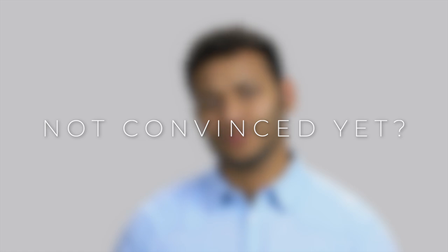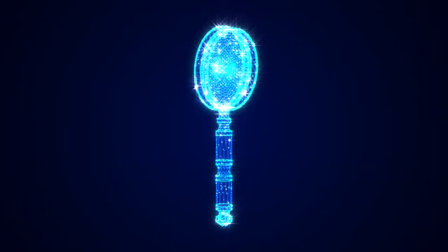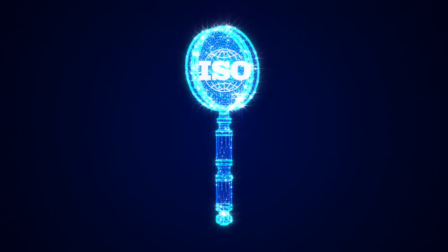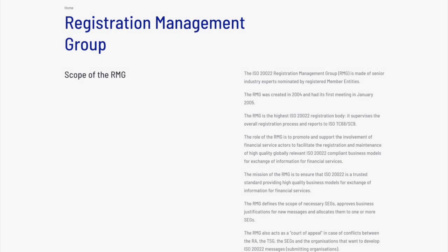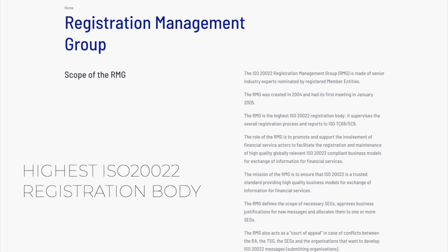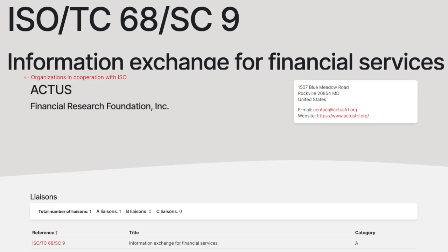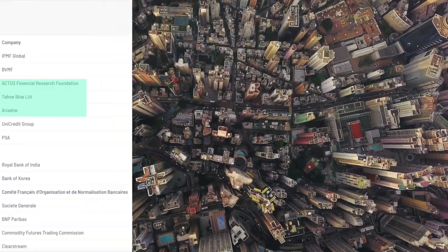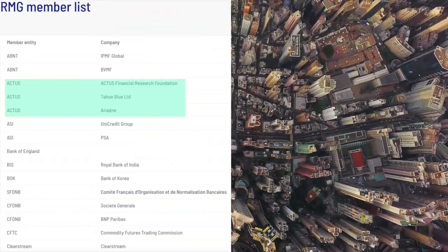But maybe all this hasn't been enough to convince you that Casper is playing a significant role in the future of finance. In that case, let's look to ISO 20022 itself. First is the Registration Management Group. This is the highest of the ISO 20022 registration bodies, and these guys are responsible for supervising the overall registration process and then reporting it to ISO TC68 Subcommittee 9. And again, this is the subcommittee to interchange of financial data, which is also the subcommittee that ACTUS has a liaison to. So it only makes sense that we also see ACTUS on the registration management group list, right?